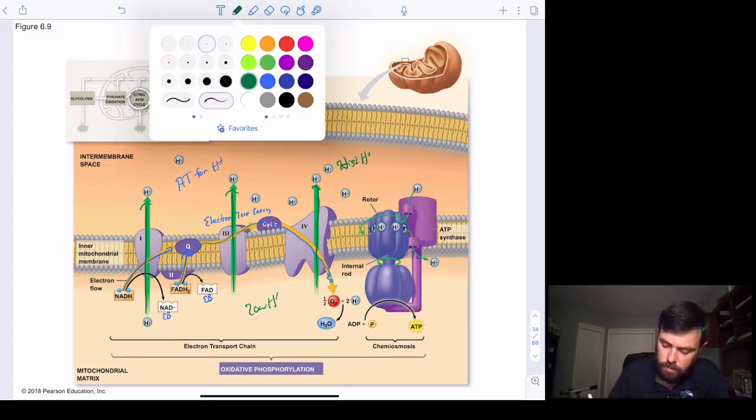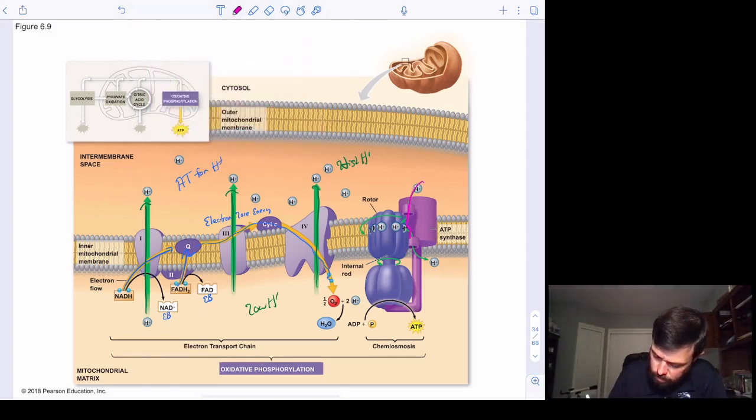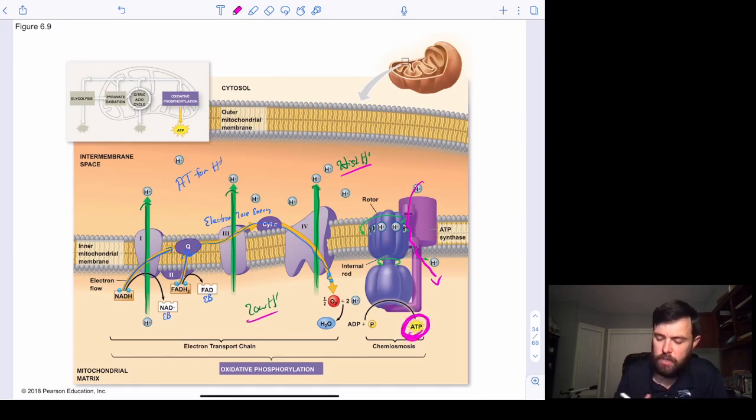Now once that's done, the hydrogens then, through facilitated diffusion, will move down through here, from natural high to low, causing ATP synthase to turn and generating a whole bunch of ATP. So the more hydrogens we move, the more ATP we make. The more electrons we drop off, the more hydrogens we move. So we constantly have that process.